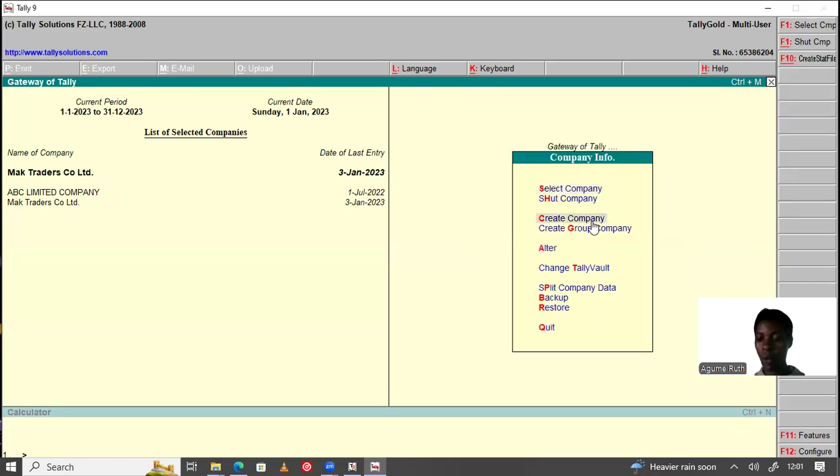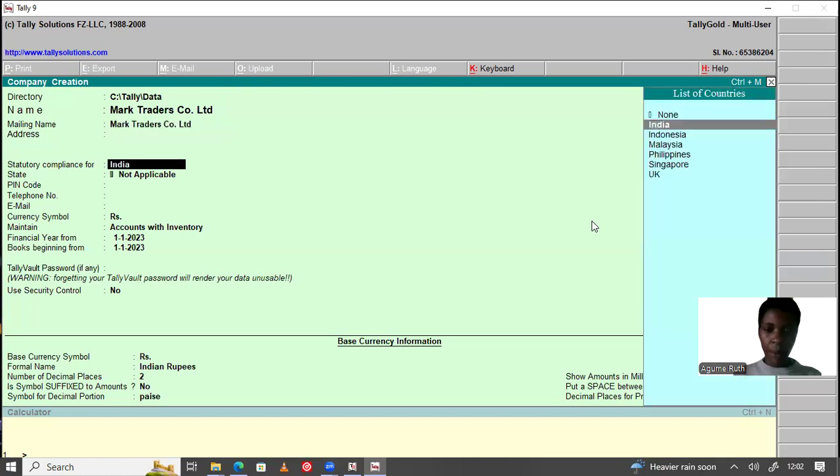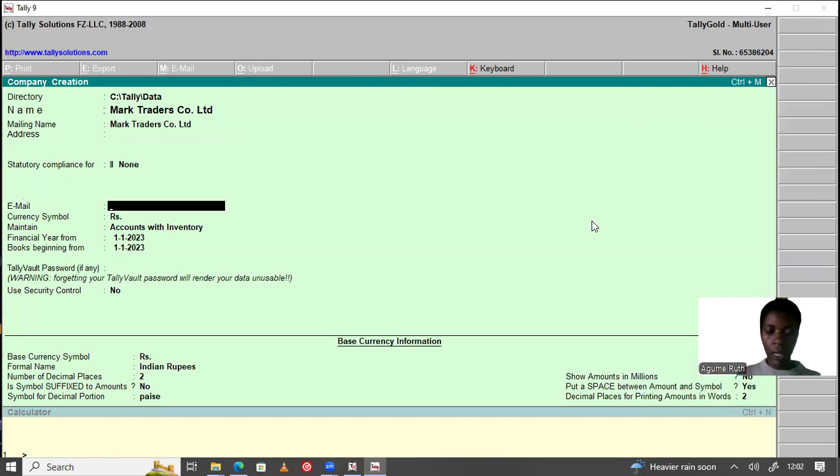Company info, I go to create company, and the company name is Mark Traders Company Limited, which is the same as the mailing name. Statutory compliance, I use none. Then the email is mark@africaonline.co.ug.